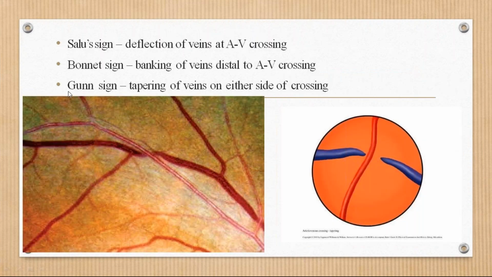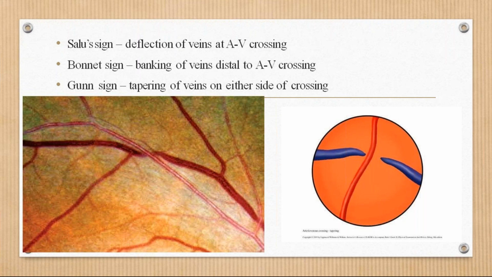So one more thing, there are a few signs which are very much hallmarks of hypertensive retinopathy. That one is Salus sign, deflection of the veins at AV crossings. Here you can see there is an AV crossing. You can see here the vein is getting deflected to a different way. Till now it is one path, and from here it will change its path. So there will be deflection of the veins at the AV crossings.